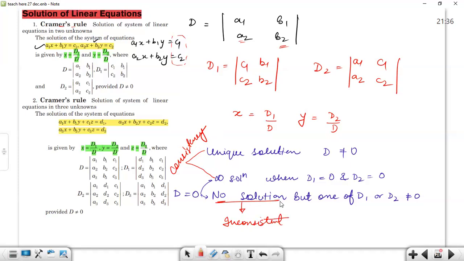Is that clear, everyone? Is that clear what unique and infinite solution are? Yes, sir. Great.